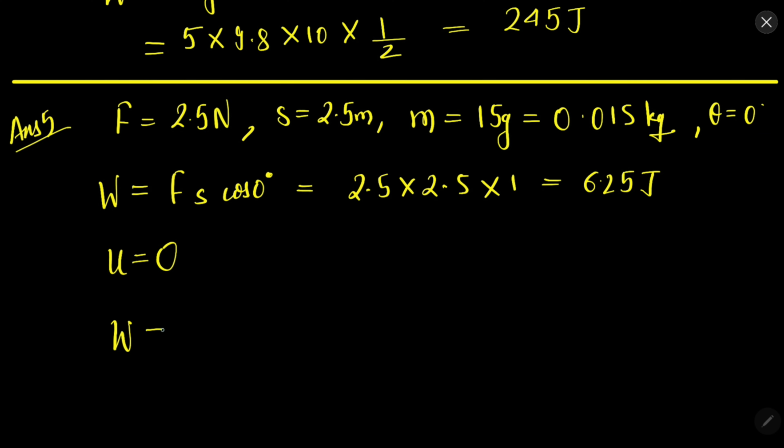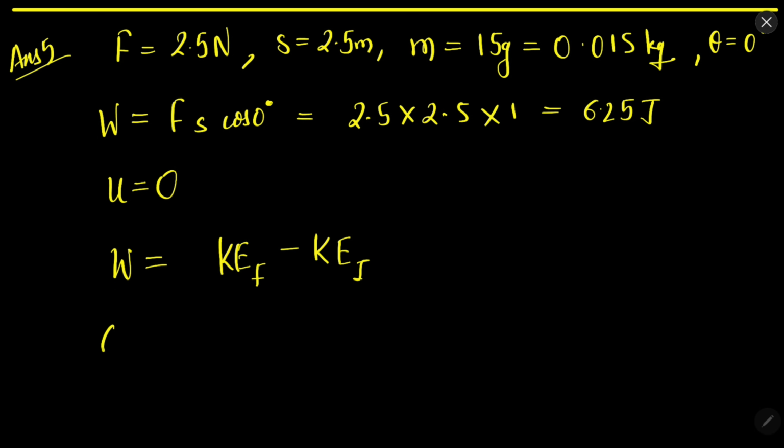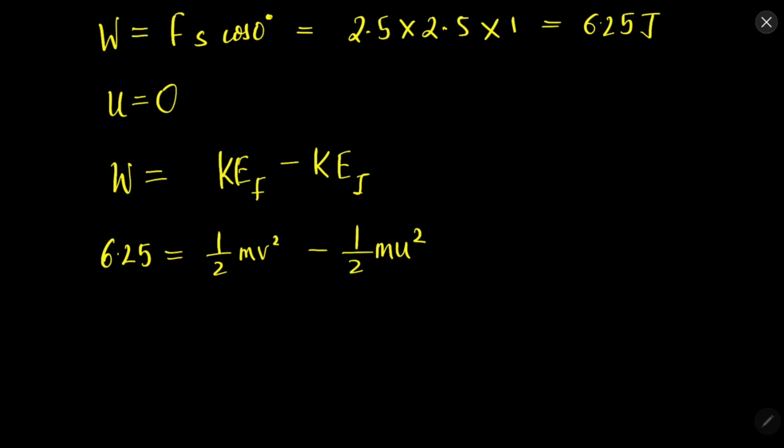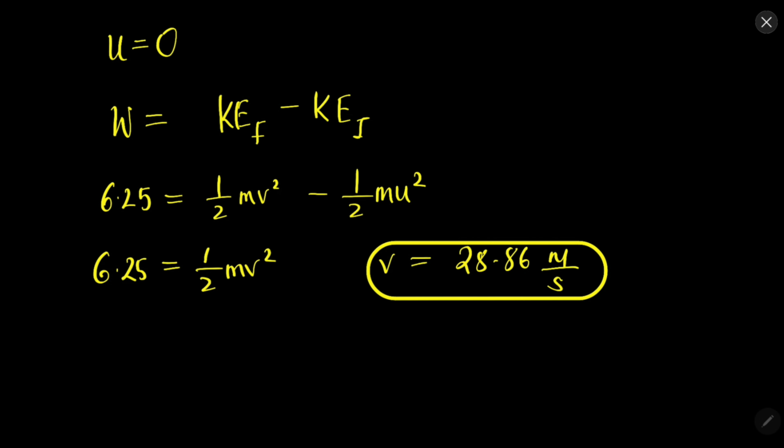So using the work energy theorem, that is final kinetic energy minus initial kinetic energy is equal to the work done. So work done is 6.25 joule. It will be equal to half mv square minus half mu square. Initial velocity u is 0. So 6.25 is equal to half mv square. So after solving this, you will get that v is 28.86 meter per second. So we have the velocity.